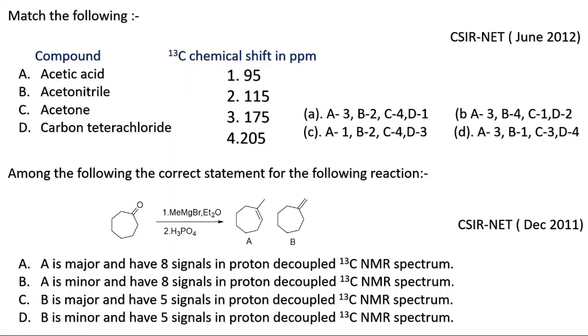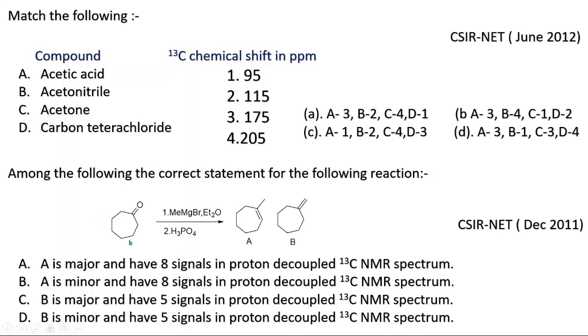Now come to the next question: among the following, the correct statement for the following reaction. They have given 4 statements. We have to find which one is correct, that is, the major product of this reaction, and how many signals it has in the proton decoupled 13C NMR, which will not split, giving only 8 singlet peaks in the 13C NMR.